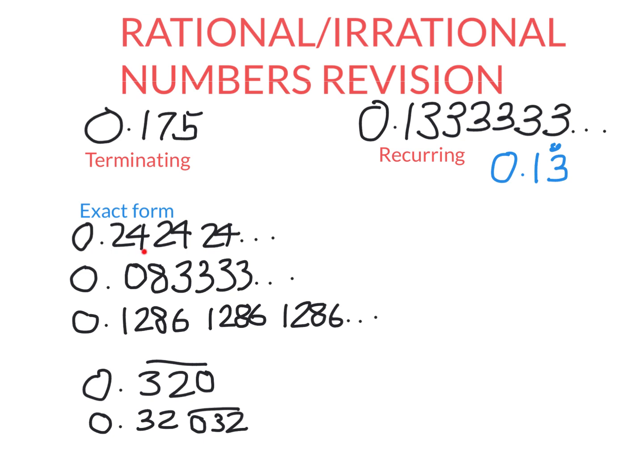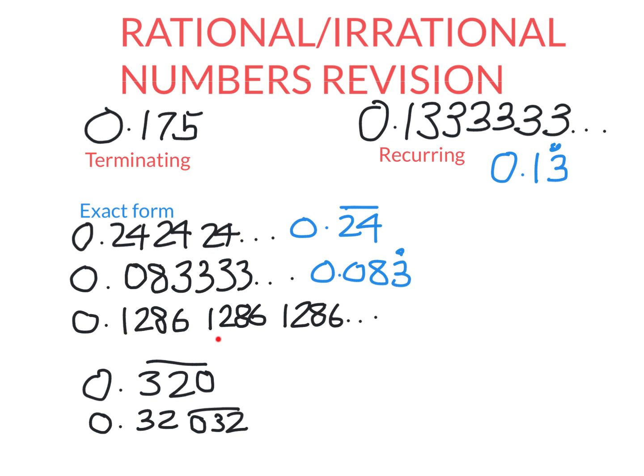So 0.242424, this goes forever as indicated by the dots. We write 0.24 and we put a dot or dash over the digits that are repeating. Now you only put the dot or dash over what's repeating. For something like 0.083 recurring, only the threes go on forever and ever. So we would write this as 0.083 and we'd put the dot just above the 3.